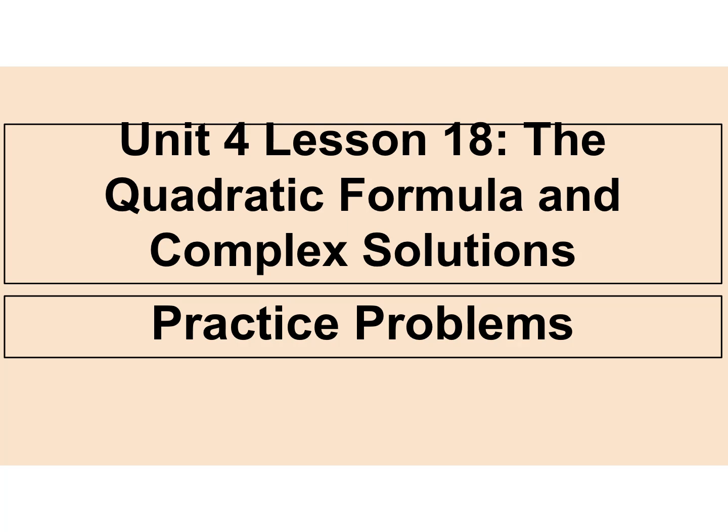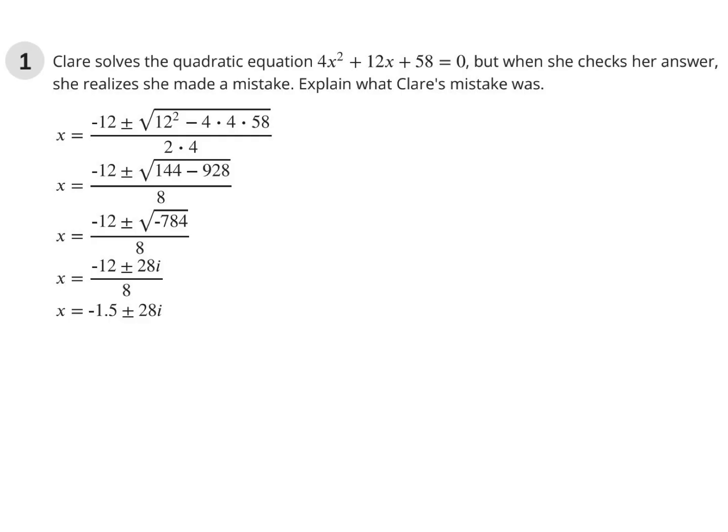Welcome to Unit 4, Lesson 18, the quadratic formula and complex solutions practice problems. Okay, looking at our first problem, we see a quadratic equation equal to 0. So what I'm going to do is use the quadratic formula. A is 4, B is positive 12, C is positive 58.